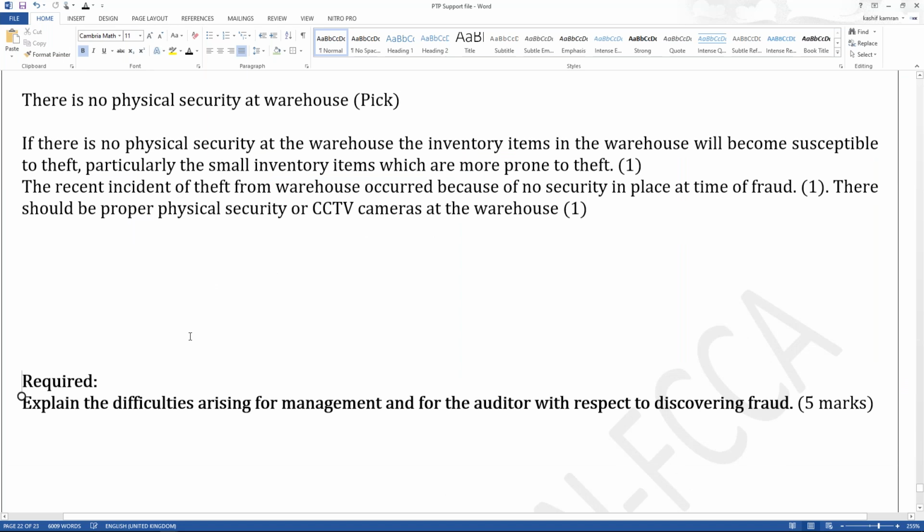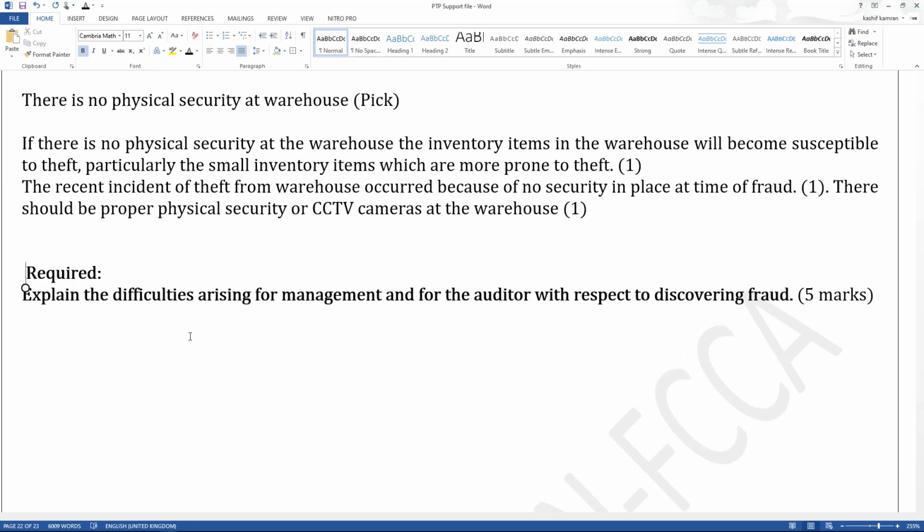Explain the difficulties which would arise for management and auditor in respect of discovering fraud. Difficulties. Every difficulty is worth 1 mark. Each difficulty the management will face or the auditor. Each difficulty is 1 mark. So how many difficulties do you need to write, irrespective of whether you write more for management and less for the auditor? 5 marks divided by 1 is equal to 5 difficulties.